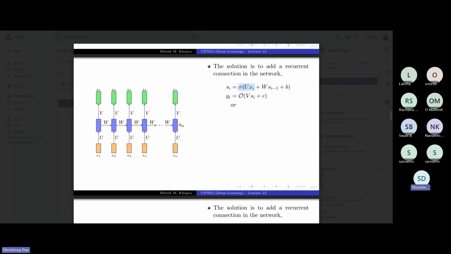So here for you, you have 3000, right? 30 into 100. And here you have 30 cross 30, which is 900, so 3900, and B has 30, so you have 3930. Then you come here, V will go from 30 to 2, so your output space has two outputs that you want. So you have a 30 cross 2 matrix there, that is 60. So earlier you had 3930 and 60, which is 3990.